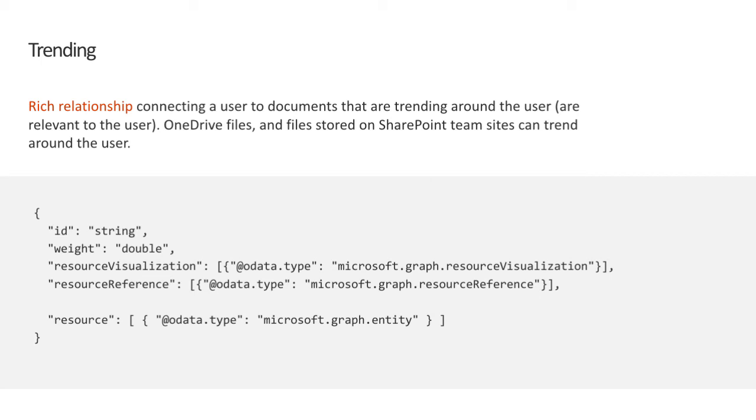So let's look at the trending endpoint first. This is a rich relationship connecting a user to documents that are trending around the current user or relevant to the user. Things like OneDrive files and files stored in SharePoint team sites can trend around a user. So you can see here, we have a couple things that have been returned. These are the different data types that come back. The ID, the weight, which is a double. The resource visualization is an array of resource visualization objects, and a resource reference is an array of resource reference objects. We'll see these when we look at the demo in just a few minutes.